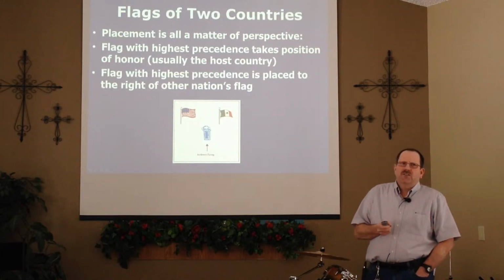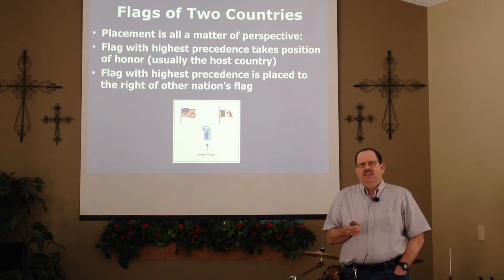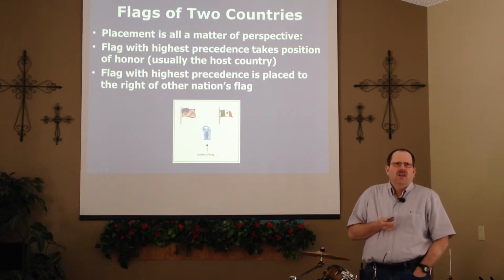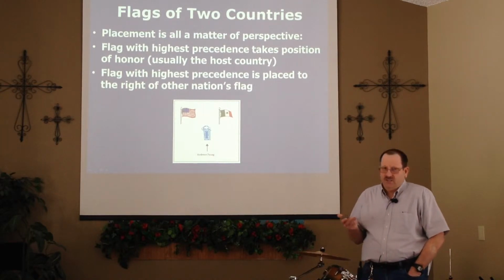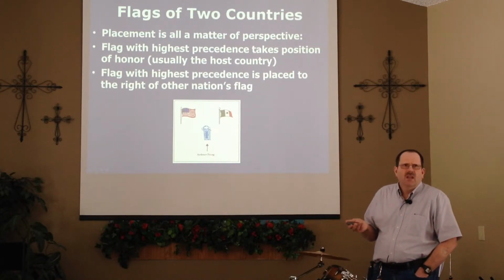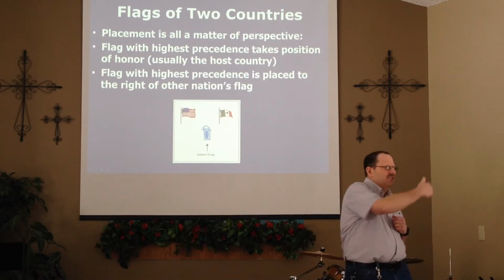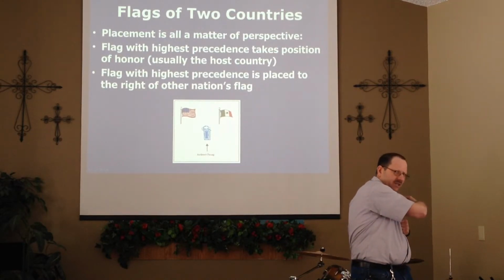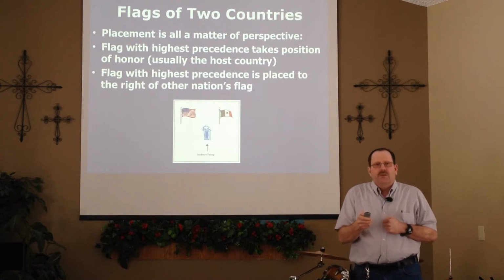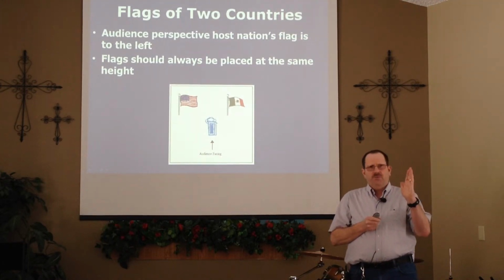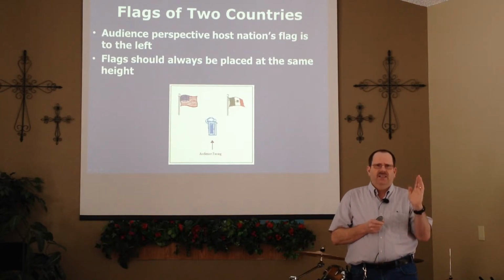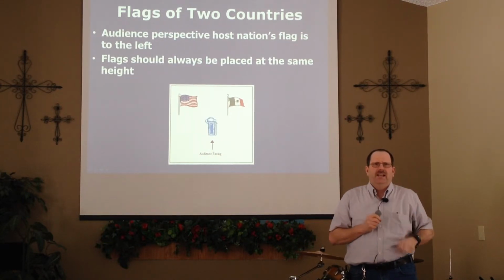When there's 2 countries involved in talks, the placement of the flags is all a matter of perspective. Flag of highest precedence takes position of honor, and that's usually the flag of the host country. Flag of higher precedence is always placed, when you're placing the flag, to the right. The other flags are placed to the left. But from the audience's perspective, that flag, the flag of precedence, or the host country's flag, is on the left-hand side as you're looking at it.